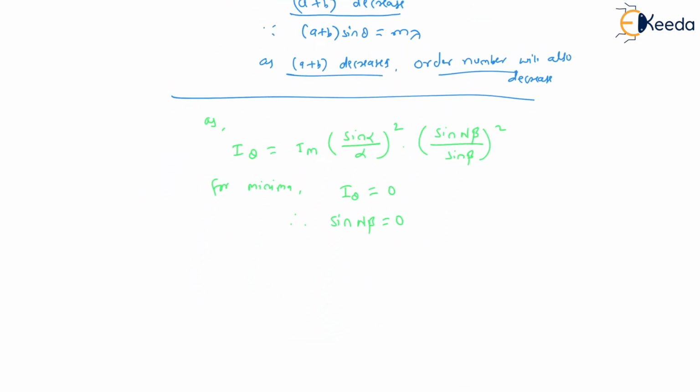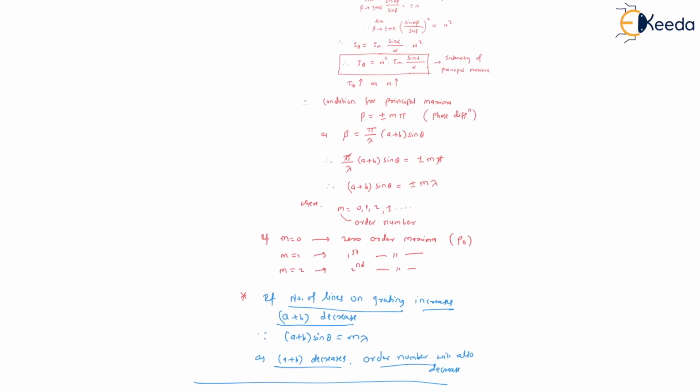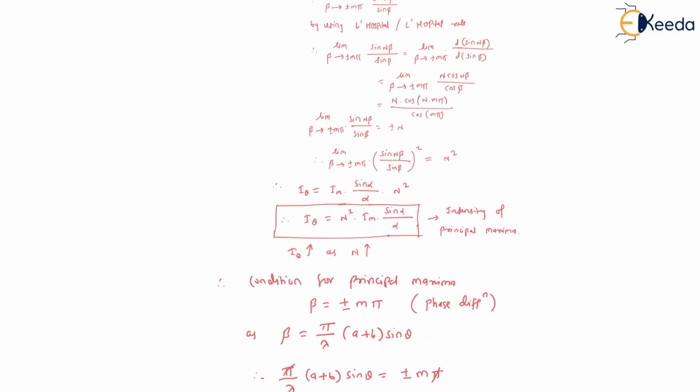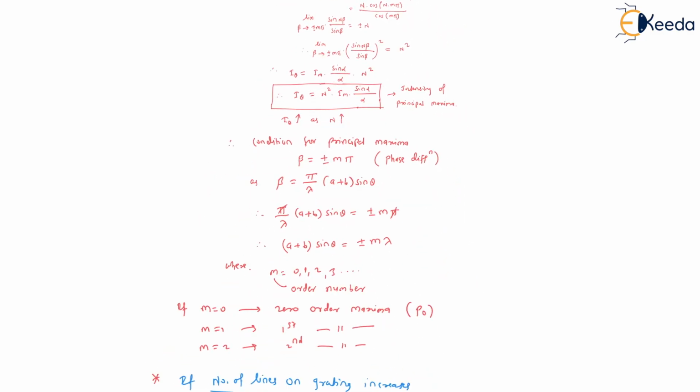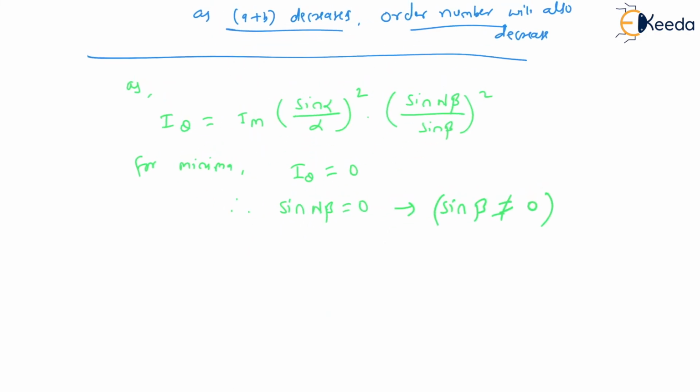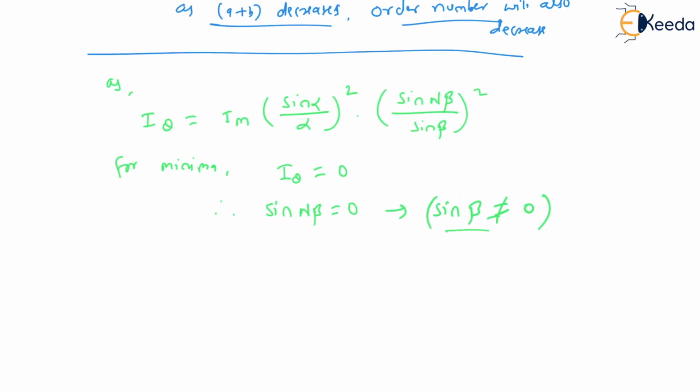Now, sine n beta equal to 0 doesn't mean that sine beta is also equal to 0. Always remember that. If sine beta is also 0, then that will be the condition for principal maxima, because you will get 0 by 0, and then we have to use L'Hospital's rule. So for minima, the value of sine n beta is 0, but the value of sine beta is not equal to 0.